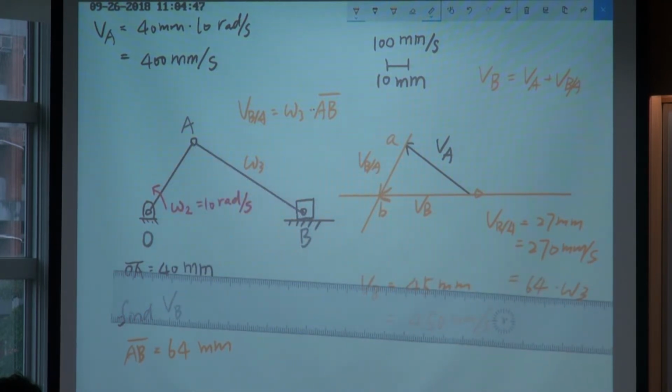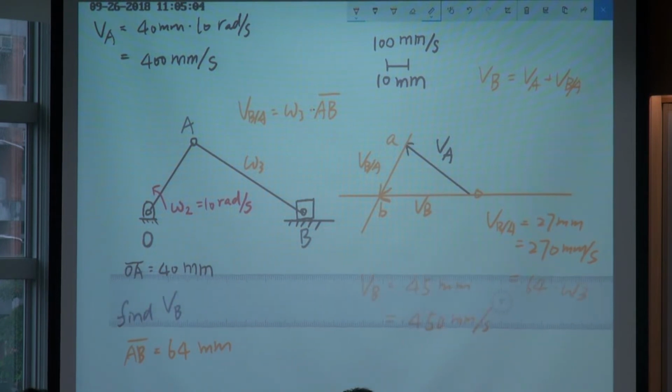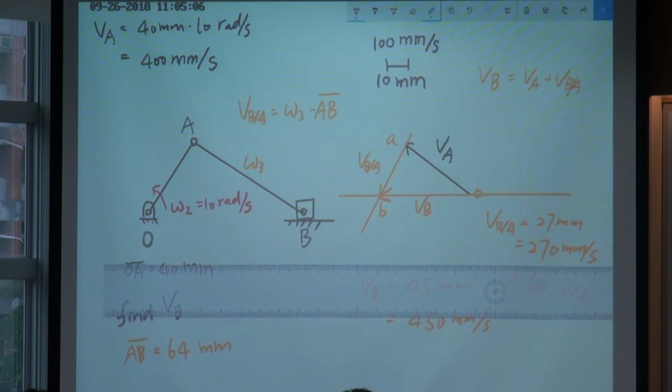So that's how we use graphical analysis to help us find the velocity of a linkage, of any point in the linkage, or the angular velocity of a certain link. Any questions for this one?